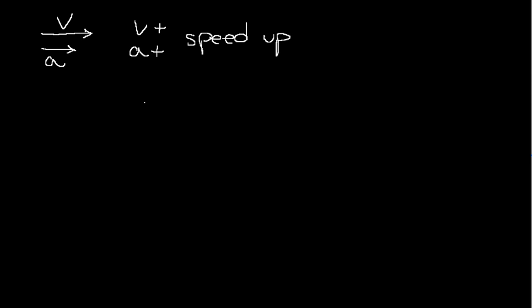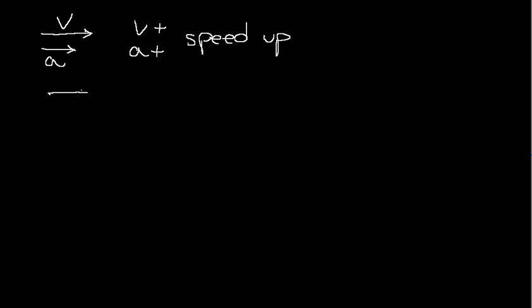All right, let's continue with a couple more things that we need to know for our review and for our test. Suppose I'm going in this direction, so my velocity is in the positive direction, and my acceleration is in the same direction as velocity. So my velocity is positive and my acceleration is positive. In that case, I'm speeding up. Okay, that's how I speed up.